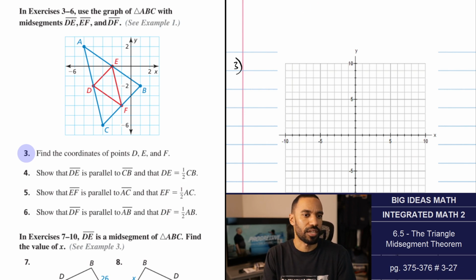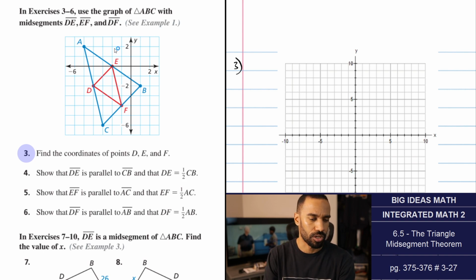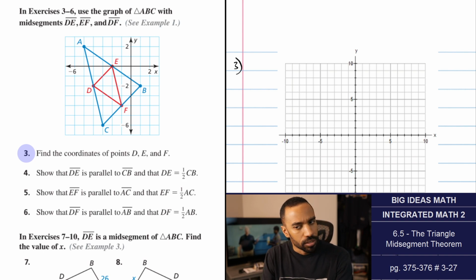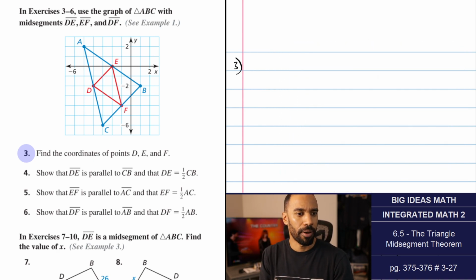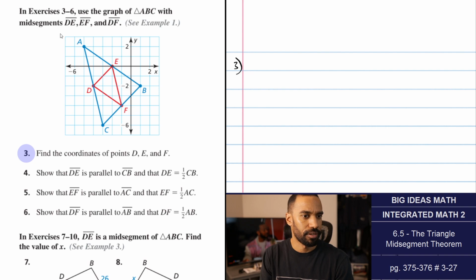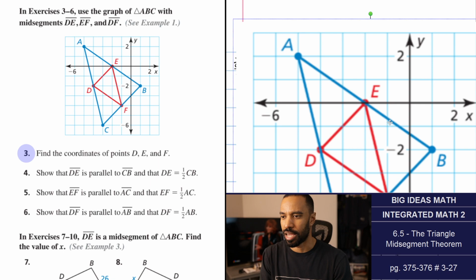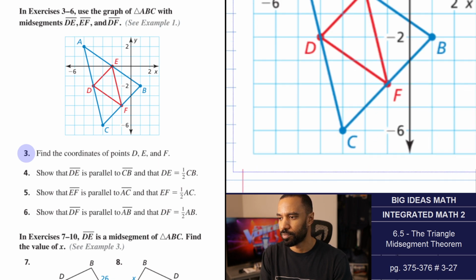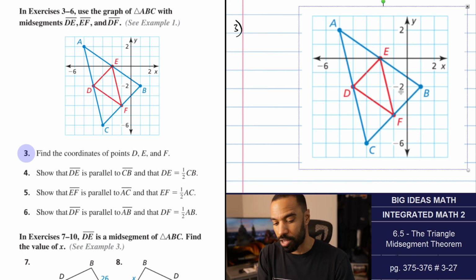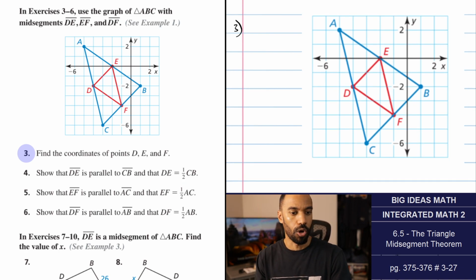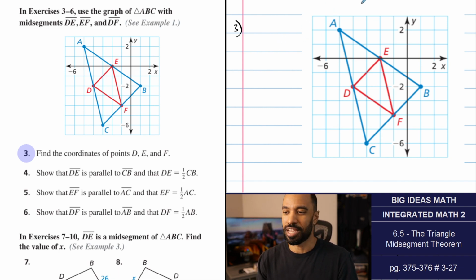Number 3 through 6, we're going to use the graph of triangle ABC with mid-segments. Oh, let me just copy this over. I actually don't know if I need the graph paper. You might have to draw it in. But use the graph of triangle ABC with mid-segments DE, EF, and DF. So they tell you they're mid-segments, and they're marked. And we could show the mid-segments ourselves, but we are going to show that ourselves later. We're going to find the coordinates of D, E, and F.